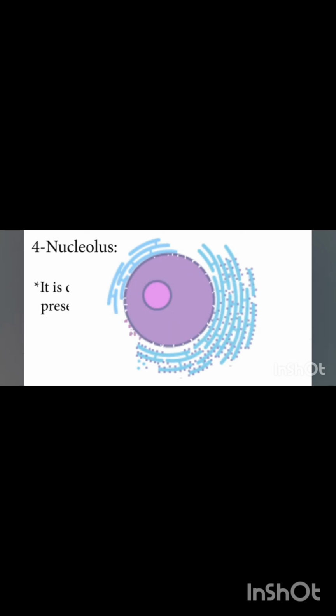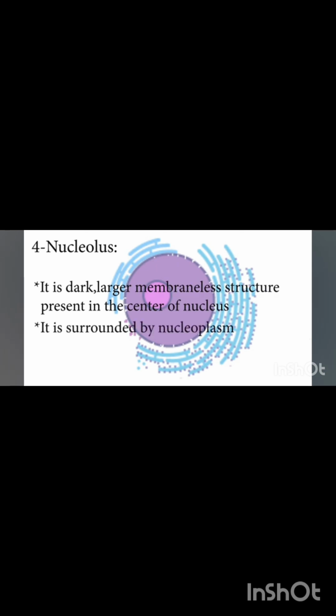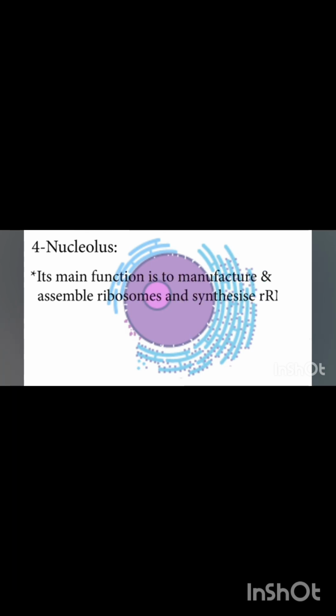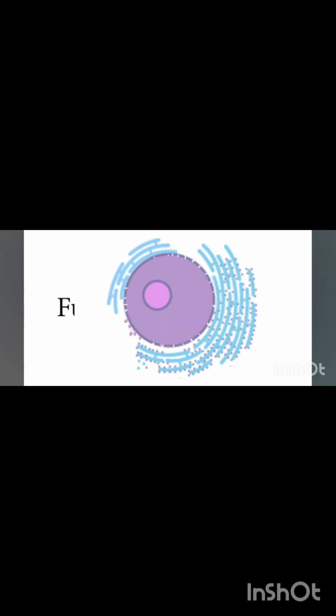The next part is the nucleolus. It is a dark, large and membraneless structure present in the center of the nucleus. It is surrounded by nucleoplasm. It occupies about 25% space of the nucleus. Its main function is to manufacture and assemble ribosomes and synthesize rRNA. The nucleolus enlarges when the cell is making protein.